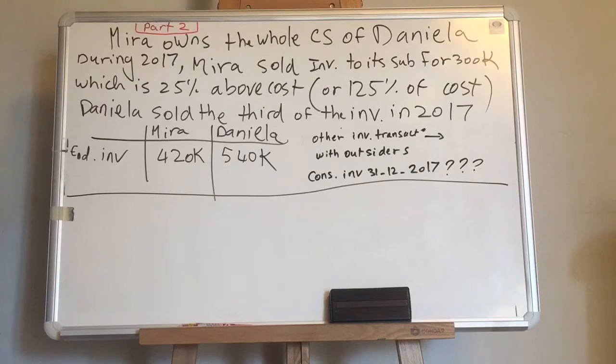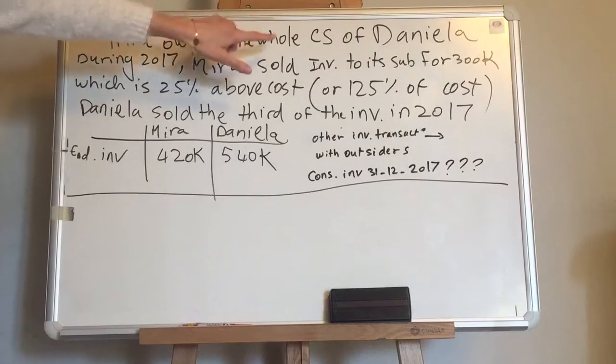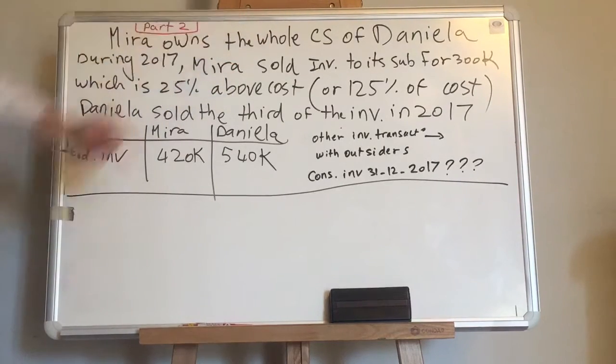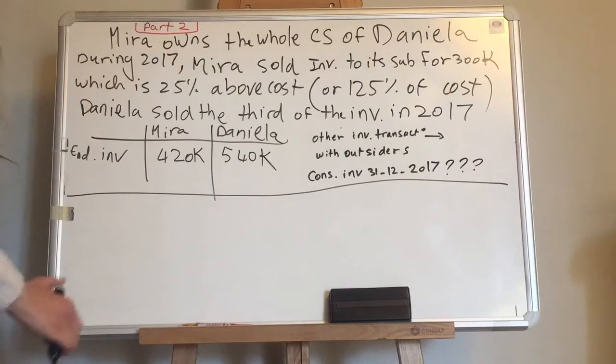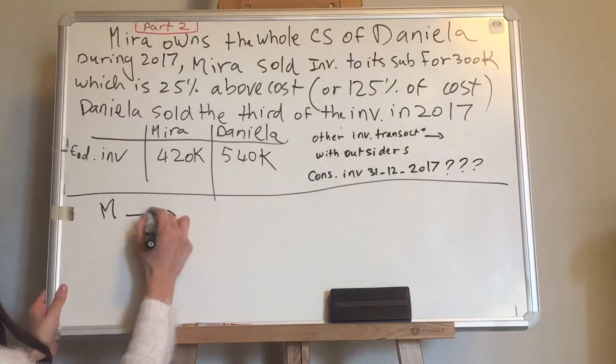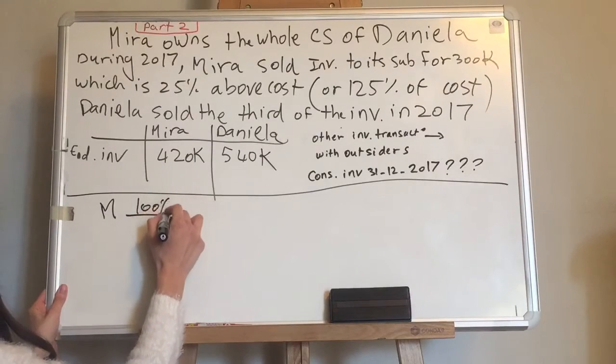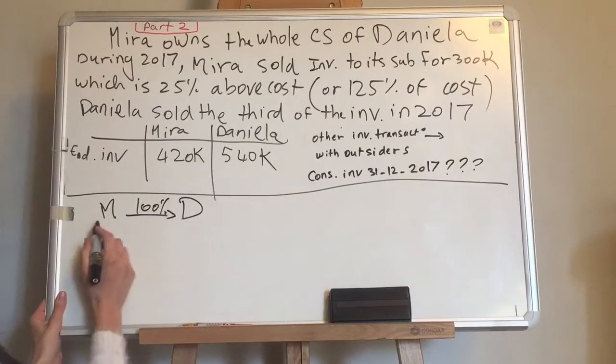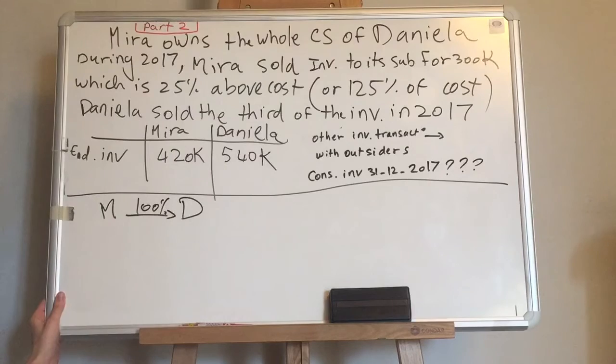Welcome back, part 2. Okay, Mira owns the whole common stock of Daniela. Obviously, Mira controls Daniela. So, Mira owns the whole common stock, 100% of Daniela. Mira is the parent, Daniela is the sub.